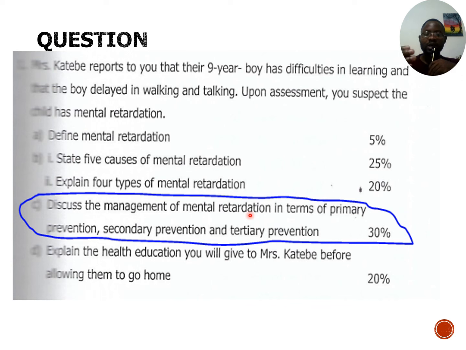It's not saying how can you manage Mrs. Katebe's boy. No. So it's an open question about mental retardation, how you can manage it, both primary prevention, secondary prevention, and tertiary prevention. So in this case we are going to have 10 marks each because we have 3 parts that we are focusing on. This is a simple question that shouldn't give you trouble, ladies and gentlemen. Okay, so let's see how we can answer this question.